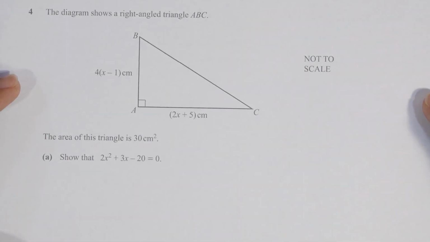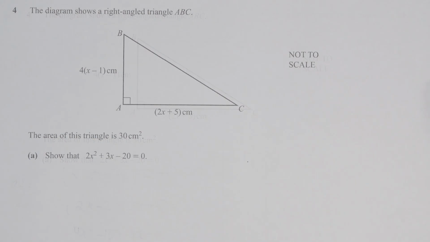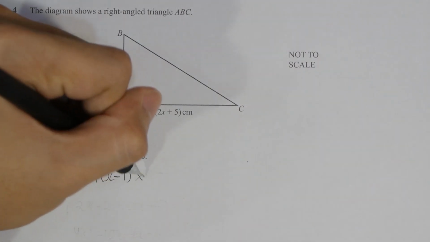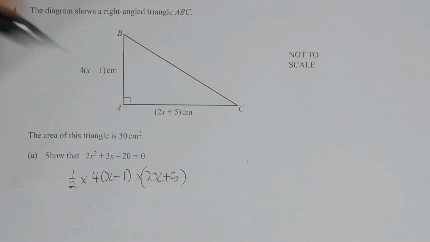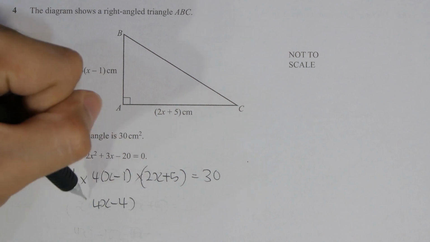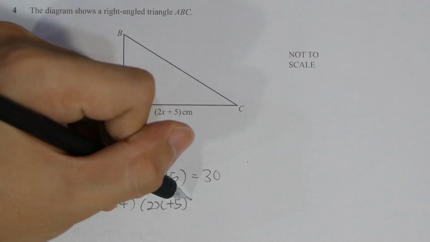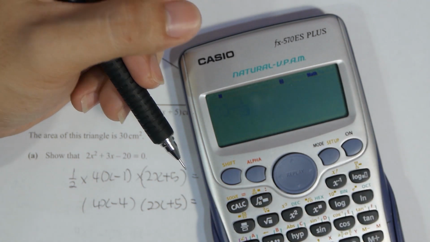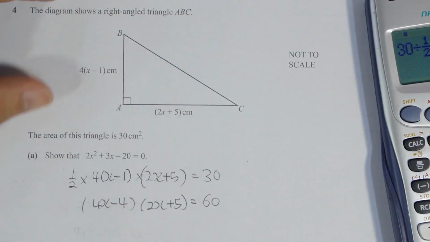For question 4, the keyword here is the area of the triangle is 30 cm square. So 1/2 times the base times the height equals 30. So after the calculation, you actually get 2x squared plus 3x minus 20 equals 0.